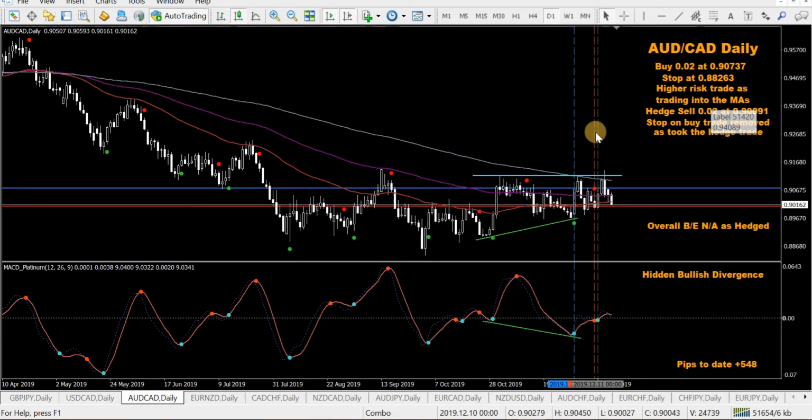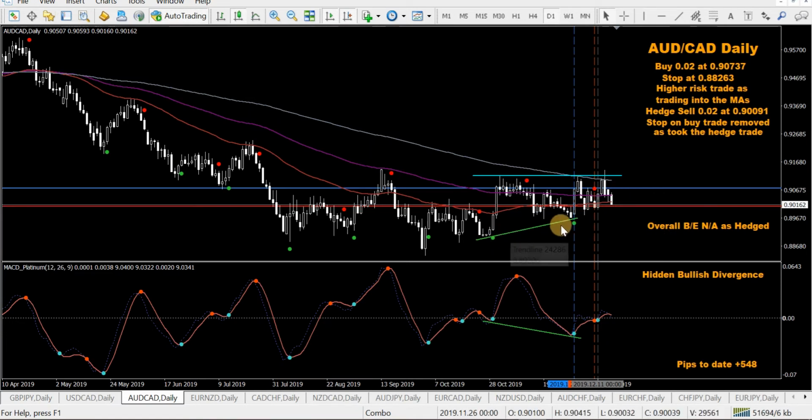Aussie CAD daily. Now here we start trades. When you see a blue vertical line and blue horizontal line, at that intersection is where I took a buy trade. A red vertical line and red horizontal line is where I took a sell trade.